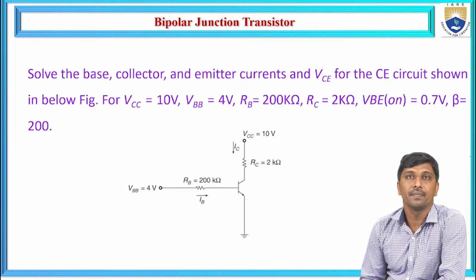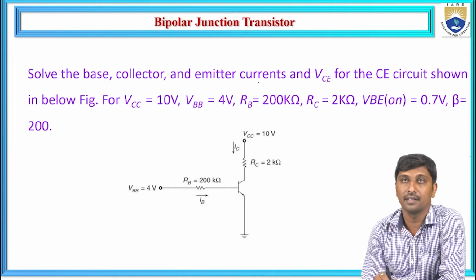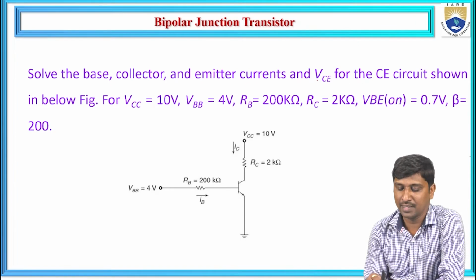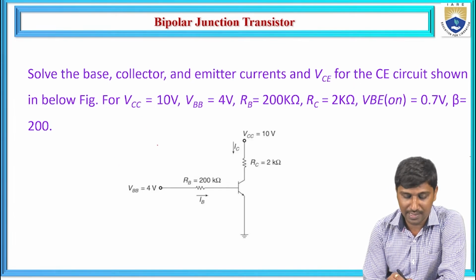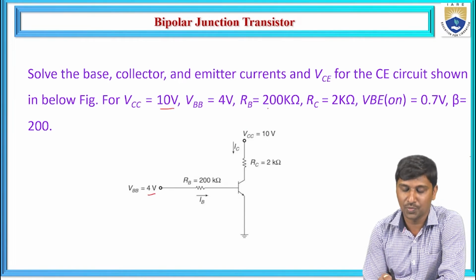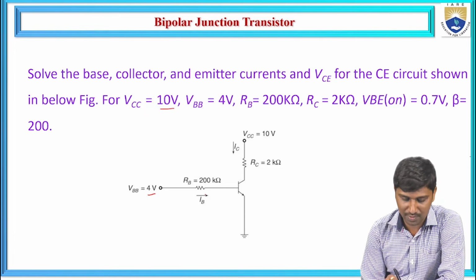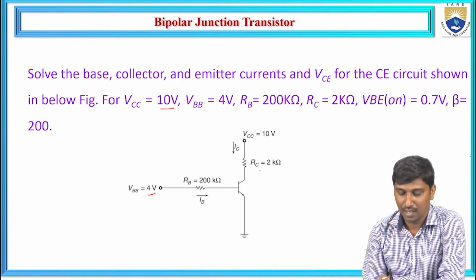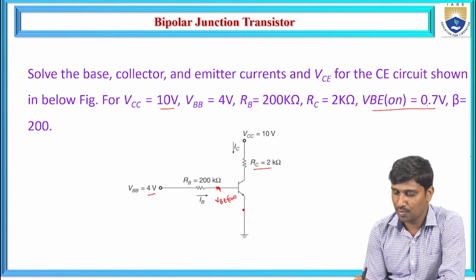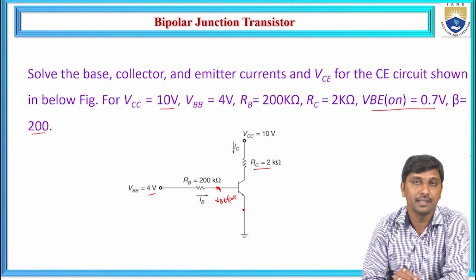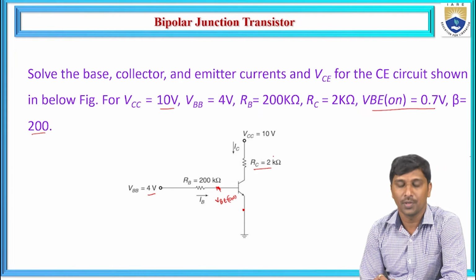Now the second one: solve the base, collector and emitter currents and VCE for the common emitter circuit shown in the figure. For this case, the given specifications are VCC is 10 volts and VBB is 4 volts. RB, the base resistance, is 200 kilo ohms, and the collector resistance is 2 kilo ohms. Between the base and the emitter, VBE, the transistor on potential voltage, is 0.7 volts, and the DC current gain is 200.